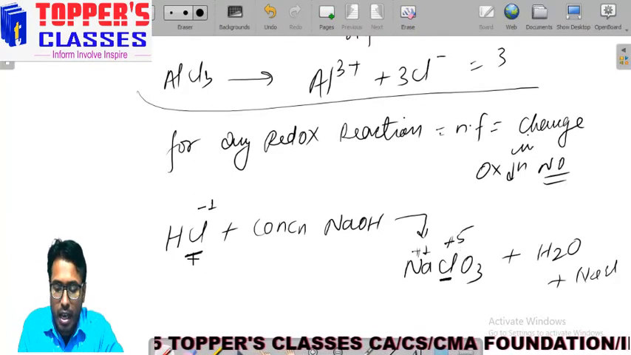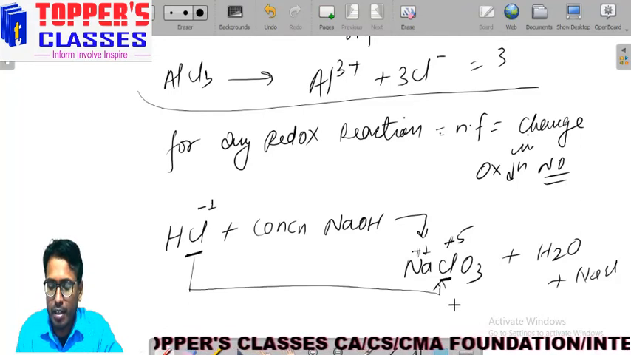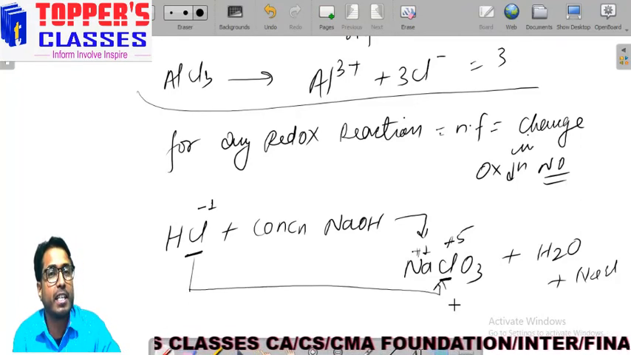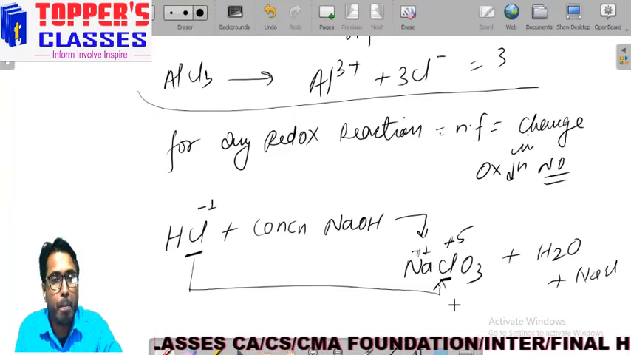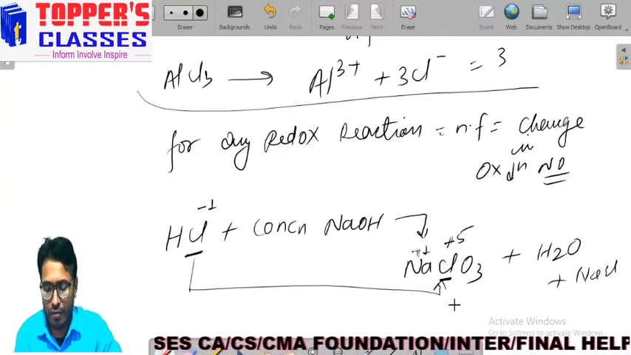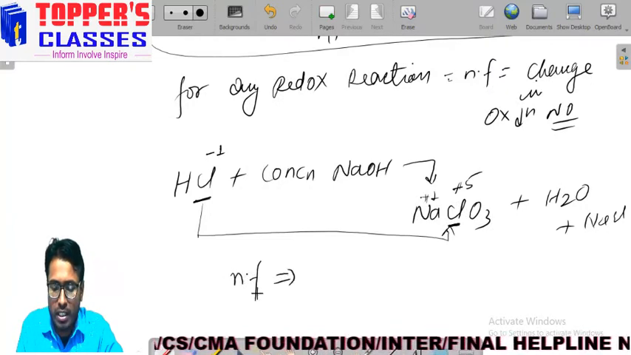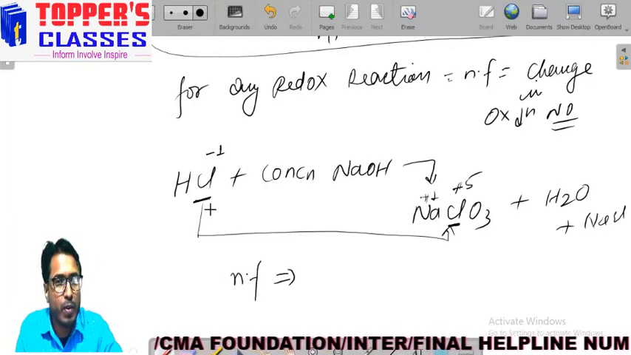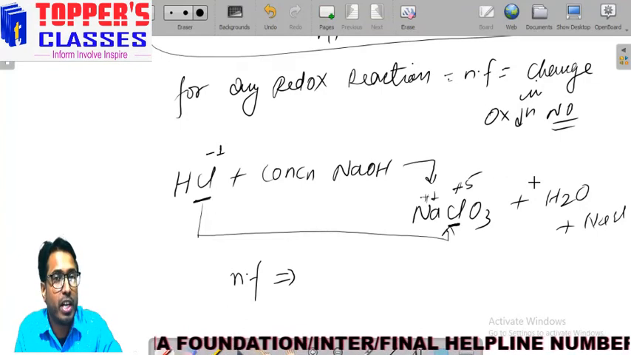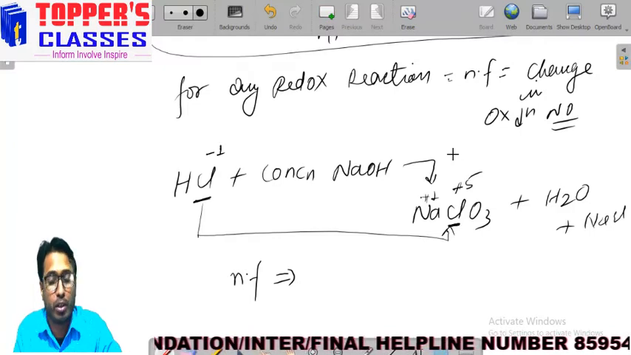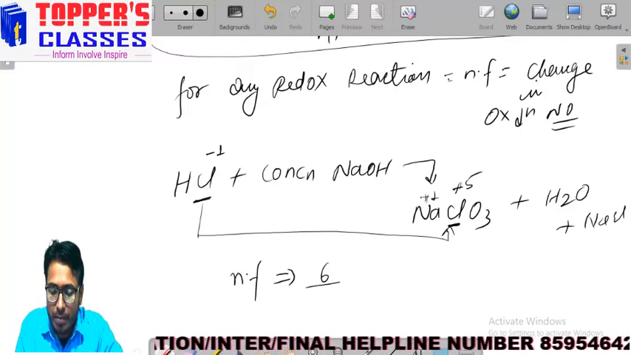So we are left with +5 charge. So the n factor in this case, if we look at how much the oxidation state is changing, from -1 we are getting +5. So how much is it changing? Cl -1, if it accepts 1 electron, will change into Cl0, and again it has 5 electrons. So n factor will be 6.